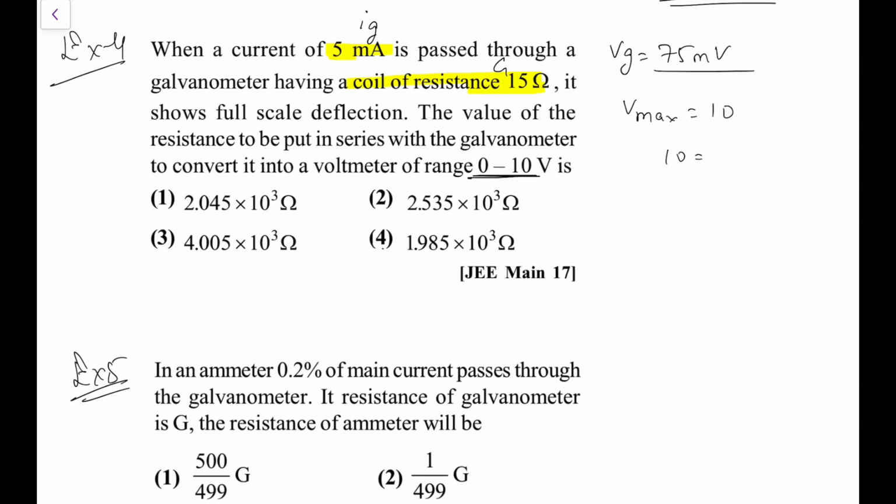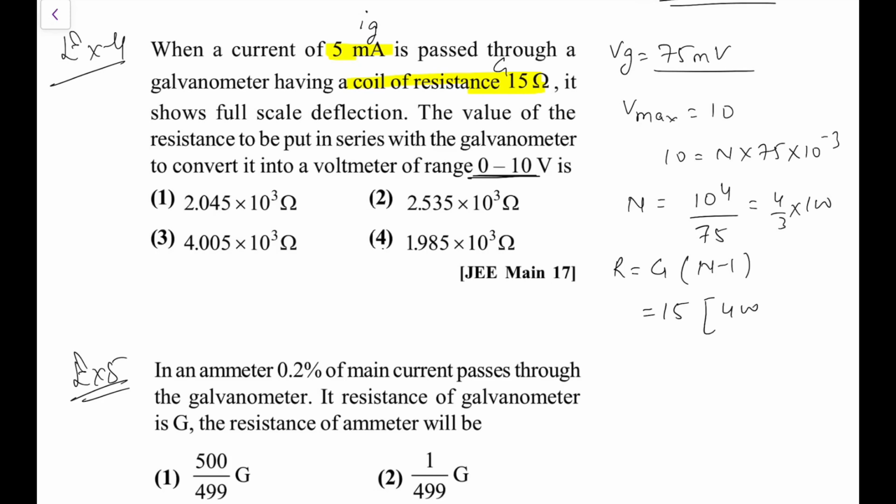So 10 is, let's say, n times 75 into 10 to the power minus 3. So the value of n comes out as 10 to the power 4 by 75, or I can write it as 4 by 3 into 100, that is 400 by 3 times. So the value of R would be G into n minus 1. So the G is 15, it will become 400 by 3 minus 1. I can do it as 5 into 397, 5 sevens are 35, 5 nines are 45 and 348, 5 threes are 15 and 4, 1985 ohms. So this is the answer that I'll go for option 4.